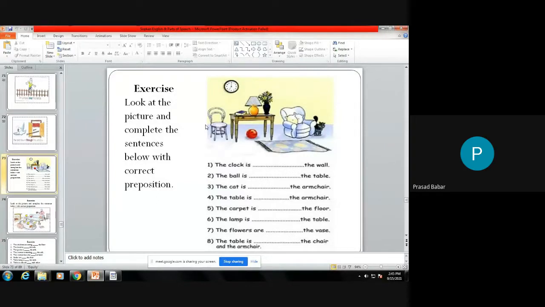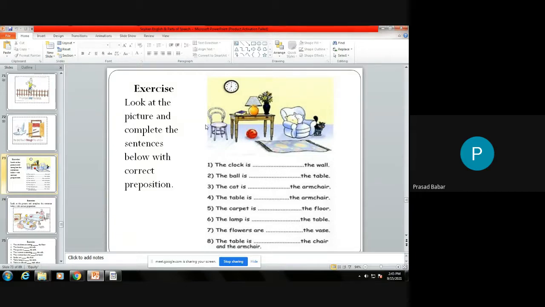Then the next picture, the ball is dash dash the table. Below. The ball is below the table. Ball कुठं आहे? त्या टेबलच्या खाली आहे. ओके, so below will be the correct preposition.